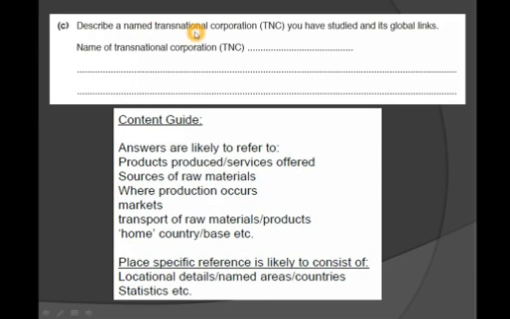Describe a named transnational corporation you have studied and its global links. This is very important, and its global links. So the name of transnational corporation, we could put here Nike, and then I extracted this from the marking scheme, and it gives us the content guide of the things that we must put in our answer.